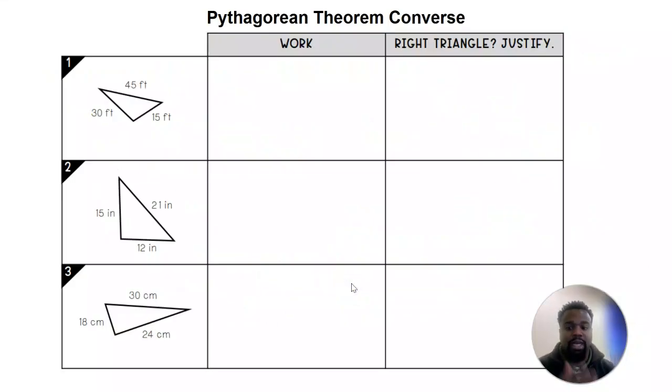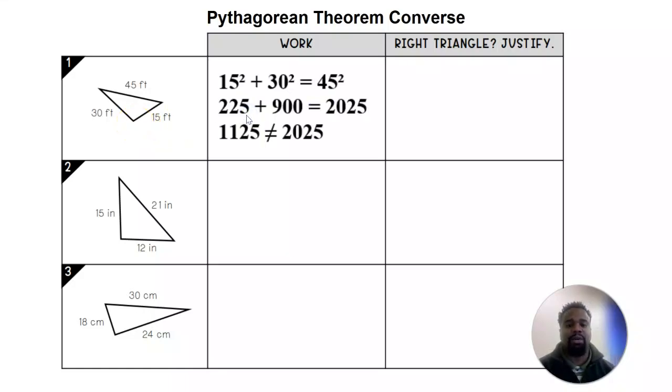The first thing you want to do is identify our legs and our hypotenuse. Your hypotenuse is the longest side. The longest side will be 45, which means the legs are 15 and 30. So we need to see if 15 squared plus 30 squared equals 45 squared. Well, 15 squared is 225, 30 squared is 900, 45 squared is 2025. If we add 225 and 900, that gives us 1,125. That is not equal to 2,025. So therefore, this is not a right triangle.